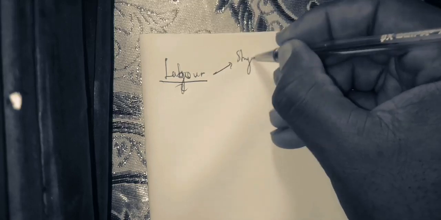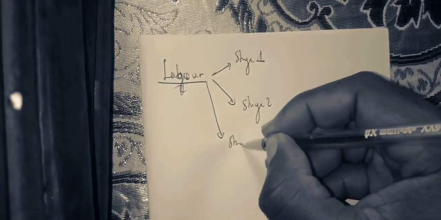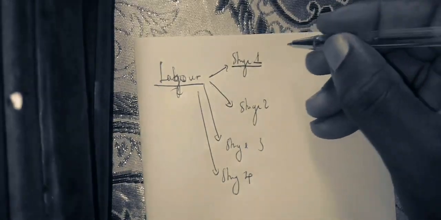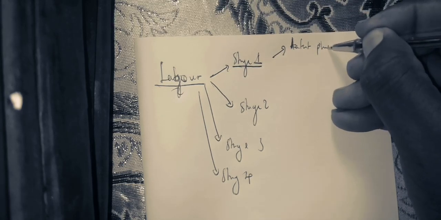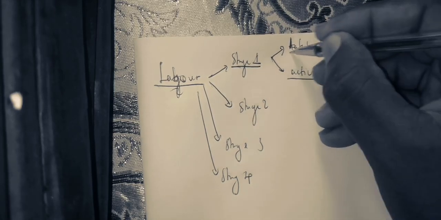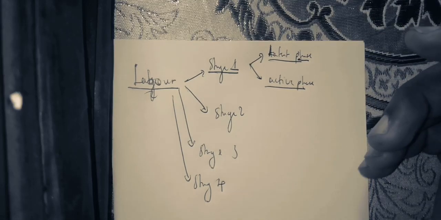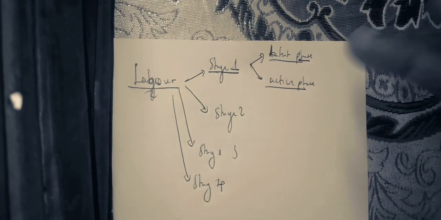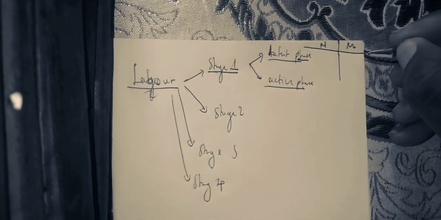You have stage 1, you have stage 2, you have stage 3, and then you have stage 4. Is it clear? Now, stage 1 is divided into 2 phases: the latent phase and the active phase. Those are the 2 phases of labor. Now, the latent phase and the active phase depend on if the patient is nulliparous or multiparous. So I'll put N for nulliparous and M for multiparous. It's going to depend on both of them.